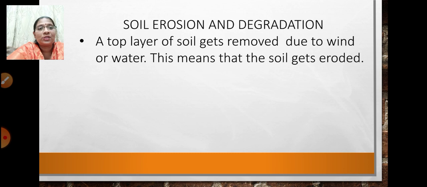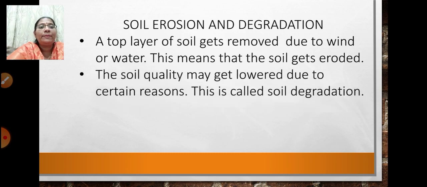This means that the soil gets eroded. The soil quality may get lowered due to certain reasons. This is called soil degradation. Now, what is soil erosion? When the top layer of soil gets washed away, it is removed due to wind or water. So this means that the soil is getting eroded. And what is soil degradation? Sometimes the soil quality may get lowered due to certain reasons. So that is soil degradation.